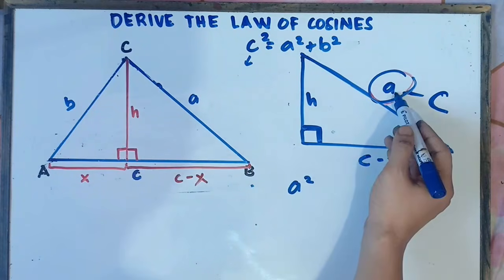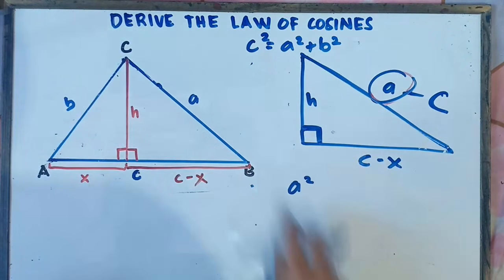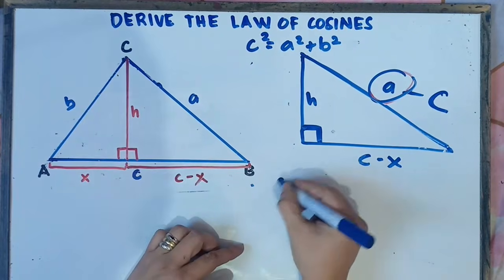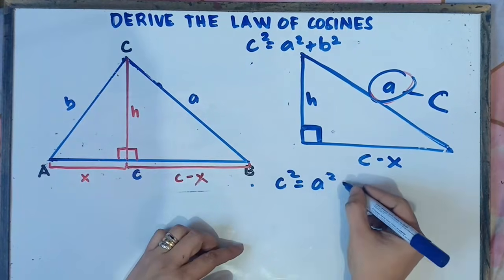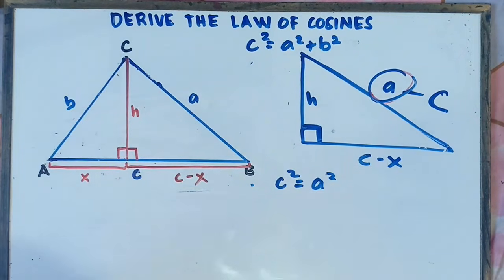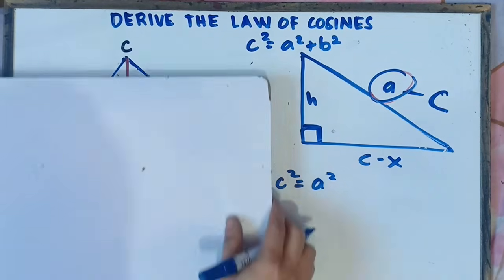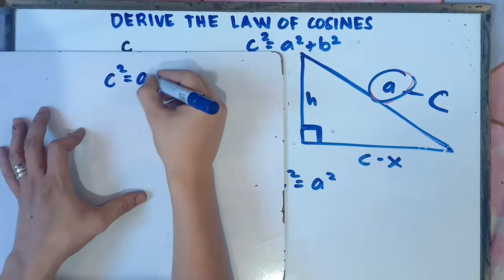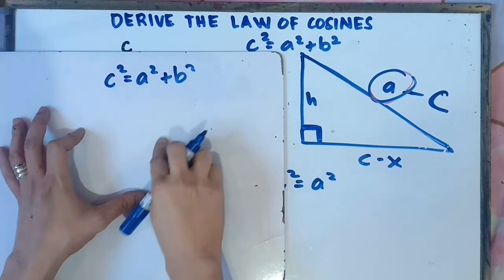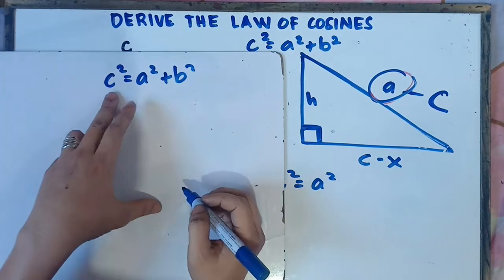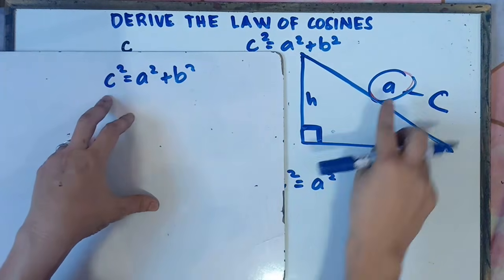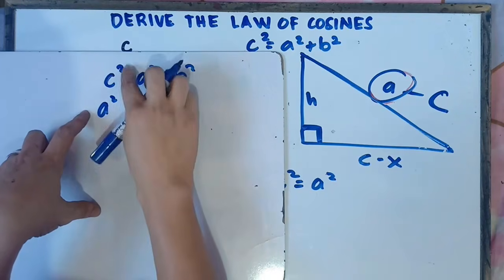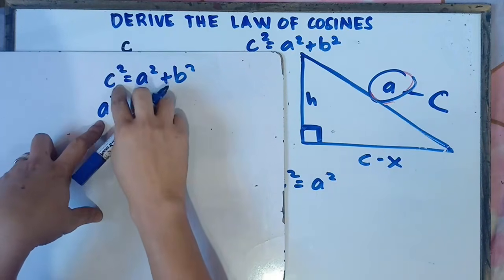So simply substitute. Let me substitute this one for you not to be confused. We don't have enough space, class, so let me just write it here. So this will be C squared is equal to A squared plus B squared. Therefore, the hypotenuse, the longest side, that would be A. So this will be A squared. Do not forget squared.